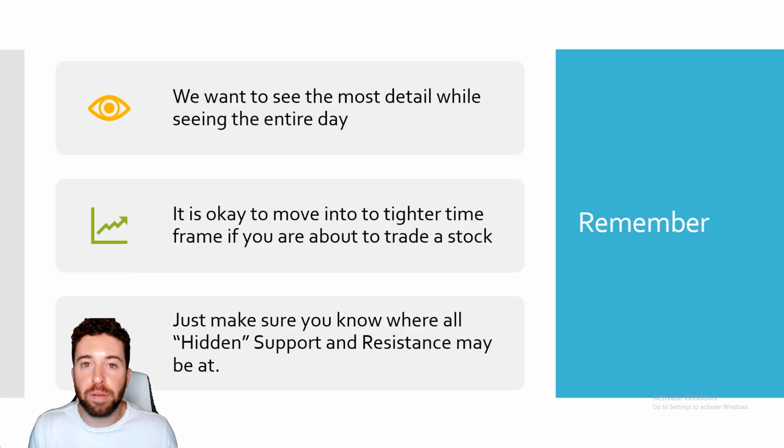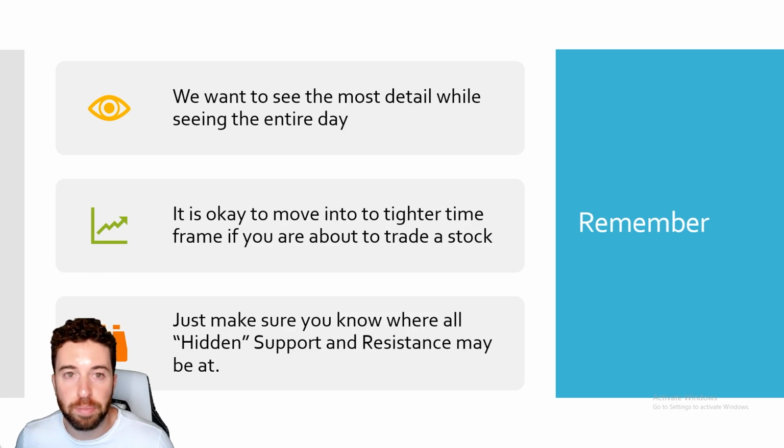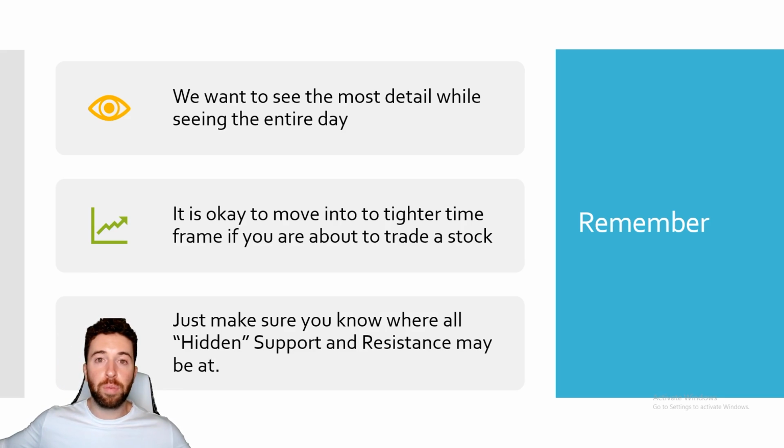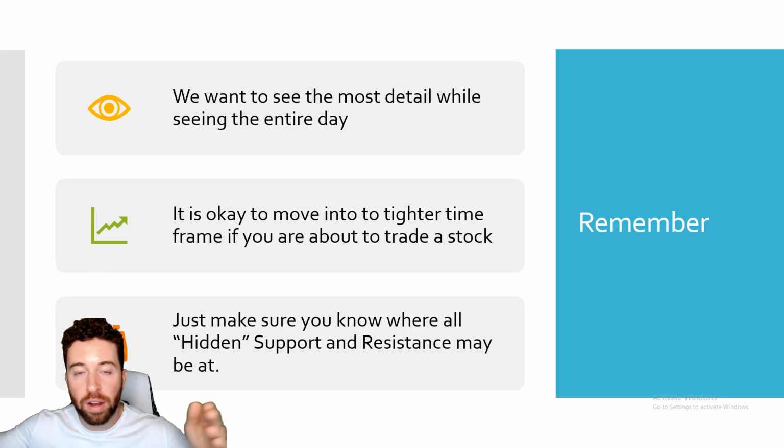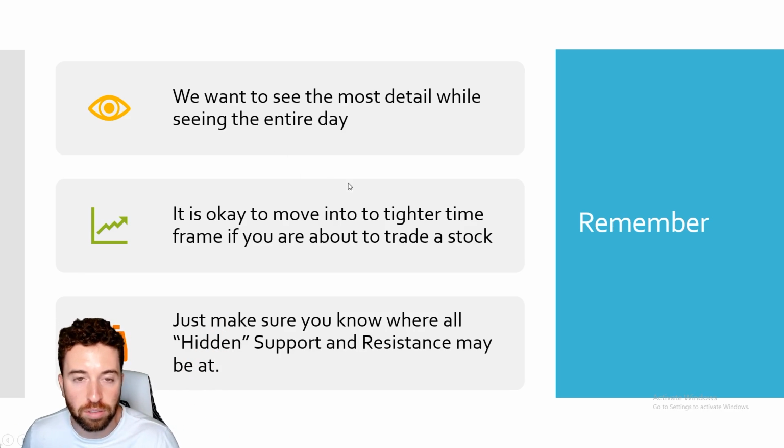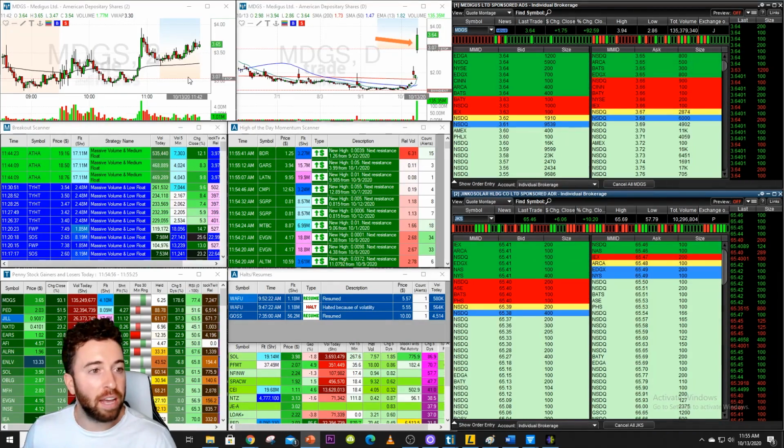But what you probably want to do is look at the 5 minute time frame, take a little bit of a mental picture, see where highs and lows are, then go to your 2 minute, 1 minute chart and get a little bit more detail before, again, you play the stock. But it's okay to move in a little bit closer to be able to see a little bit more. Just make sure you know where all the hidden support and resistance may be at. So we want to see the most detail we can while seeing the entire day. If we want to zoom in a little bit more, that's okay. But just understand we do have old support and resistance, and it may be hidden if your chart is a little too close in. So going over that, simple enough.